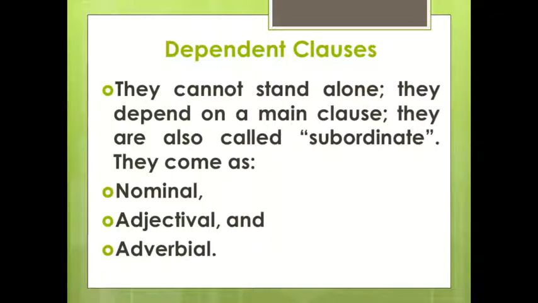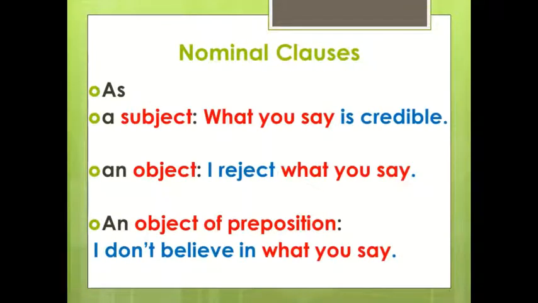Dependent clauses. We said that they cannot stand alone. They depend on a main clause. They are also called subordinate. They come as nominal, it means as nouns, adjectival, and adverbial, as in the following examples. Nominal clauses, or what we said, it means nouns. Of course, they come as a subject and an object and an object of preposition.